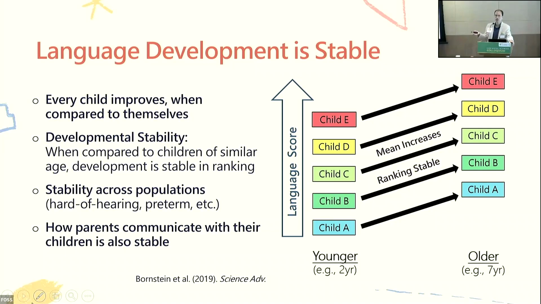Language, importantly, language for the purpose of our talk here. Across populations, we see that. Children who are hard of hearing or children who are born preterm show developmental stability. And interestingly, how parents communicate with their children is also stable. Parents who talk a lot to their children continue to talk a lot to their children.